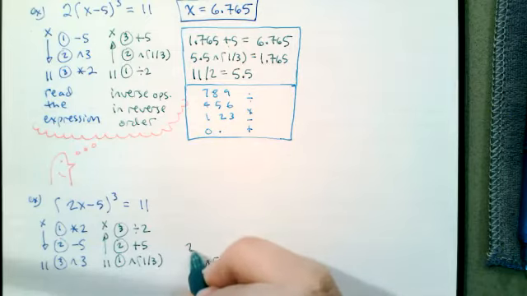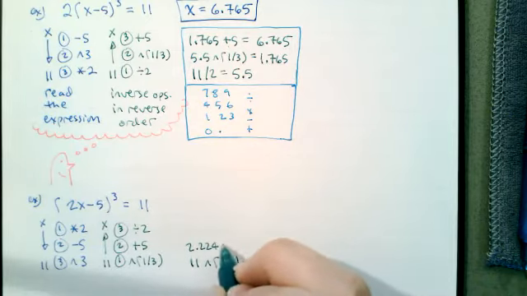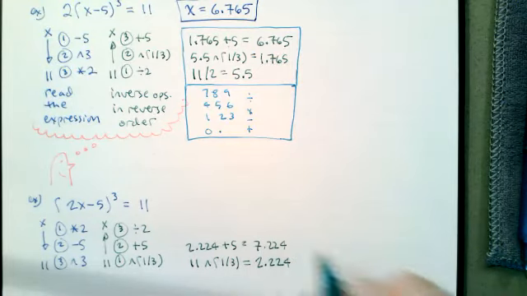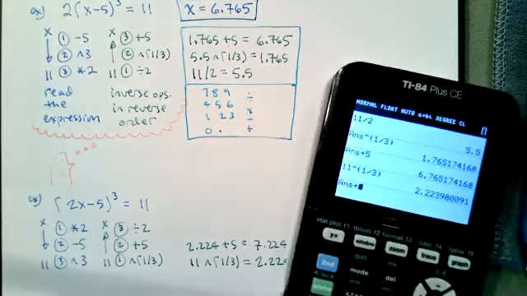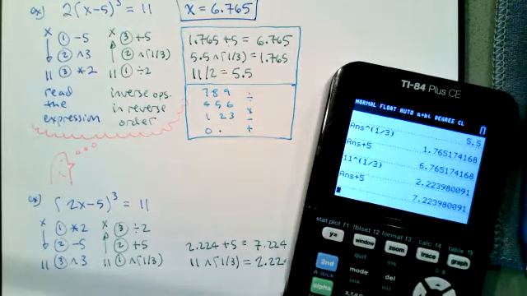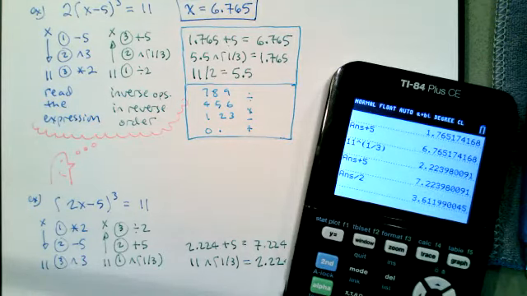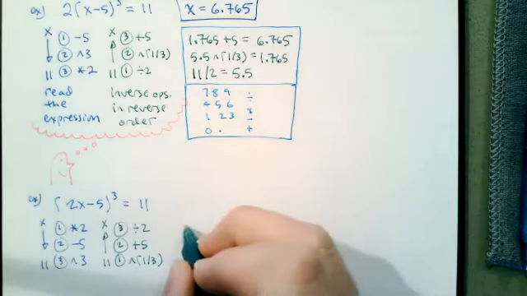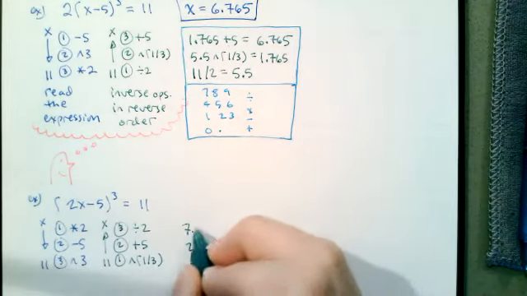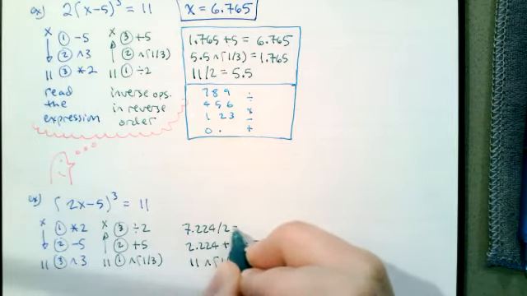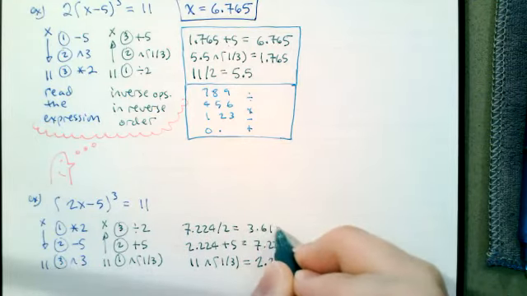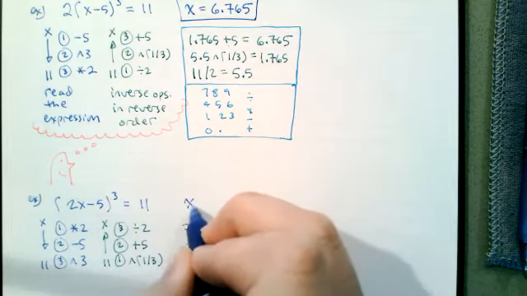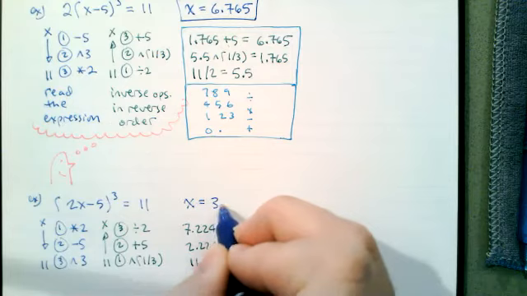Then we'll take the 2.224 and we'll add 5 and get 7.224. And then we'll divide by 2 and get 3.612. And then we'll report our answer, x equals 3.612.